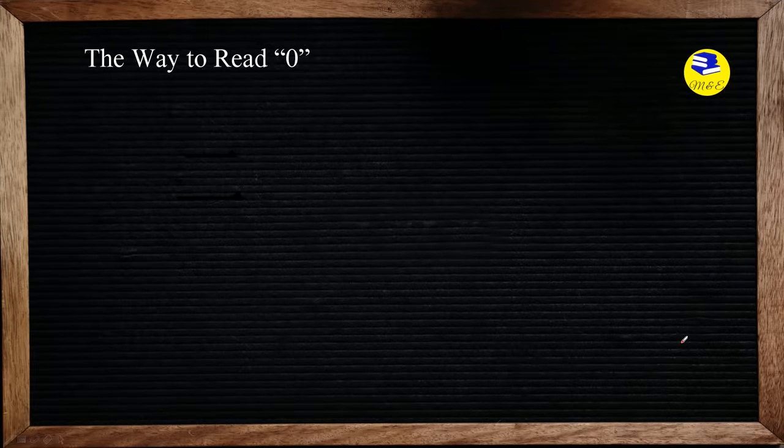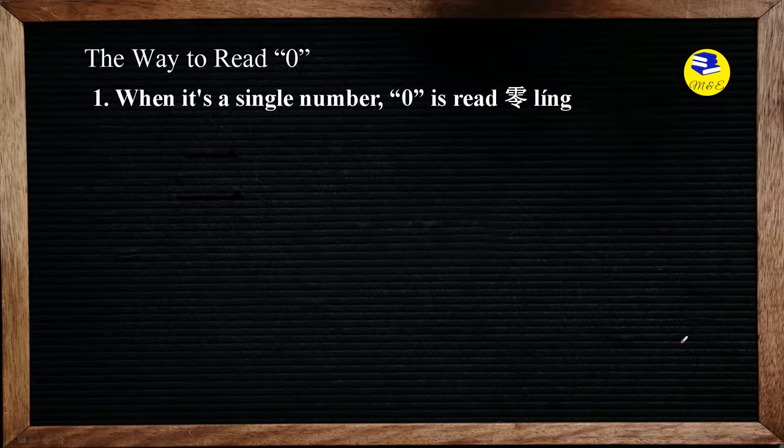Why we need to put zero in this lesson instead of in the first lesson with those 10 basic numbers, right? Because here, zero plays a very important role in the number. So we need to separate it to explain it. So let's learn step by step. Number 1. When it's a single number, 0 is read 0.